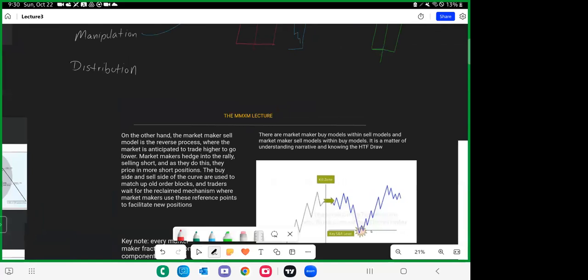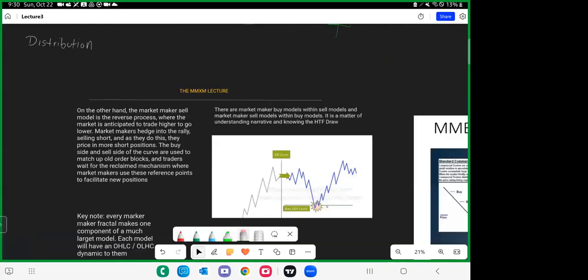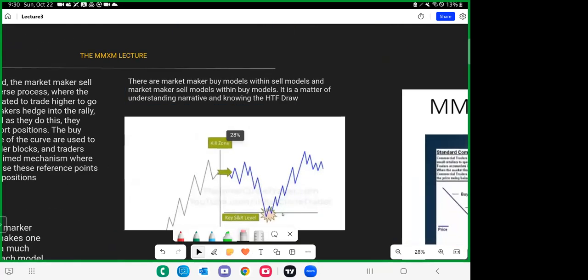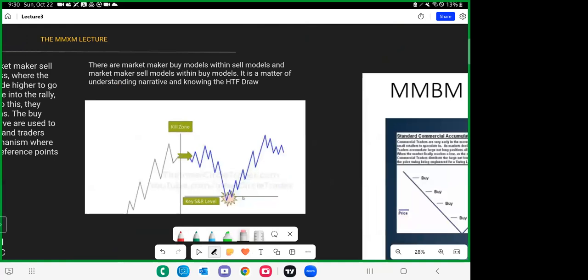And on the other hand, the sell model is the reverse process. So this is where these guys will hedge into the rally, just going up. They'll hedge into the rally, selling short, just like we see on the buy side or the sell side. There are market maker buy models within sell models and market maker sell models within buy models. This is a key point. It's a matter of understanding narrative and knowing the higher time frame draw.